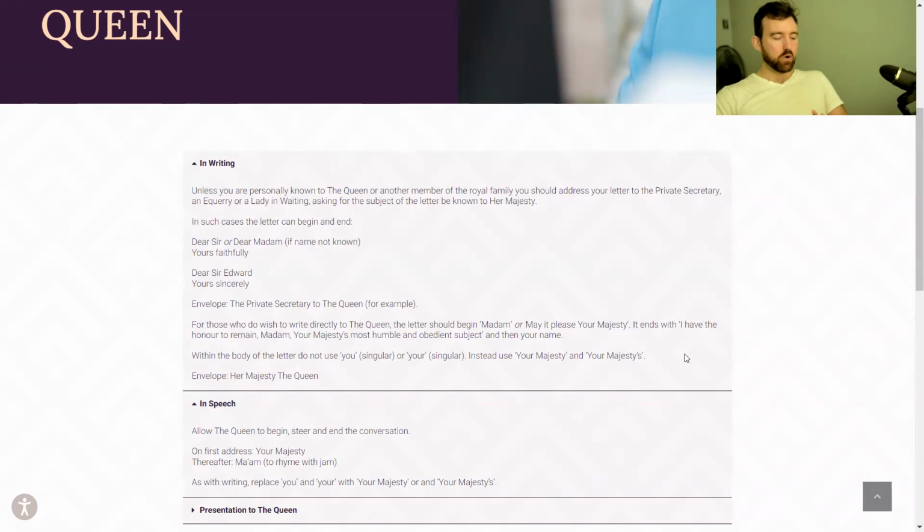It would be more because I want you to see how formal the rules are for formal pieces, how rigid they are. And you need to write in that rigid way if the formality of the thing you're writing is that formal and rigid. This is a very extreme example though. Within the body of the letter, do not use "you" or "your." Instead, use "your Majesty" or "your Majesties."